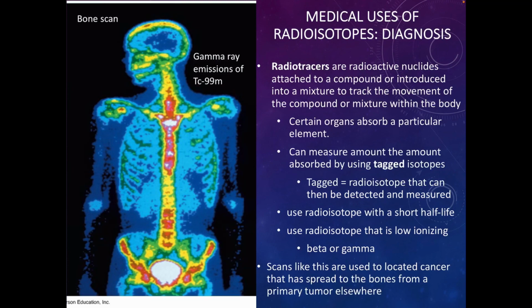This bone scan can tell us if there is cancer in the bones that has spread from somewhere else in the body. Because the bone scan of someone with cancer in their bones is going to look different than the bone scan of someone with no cancer.